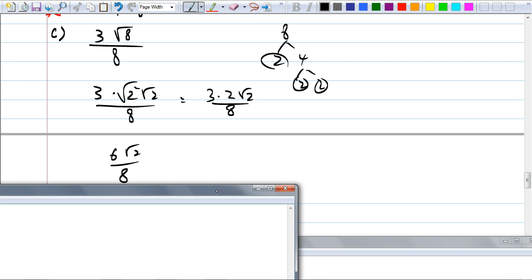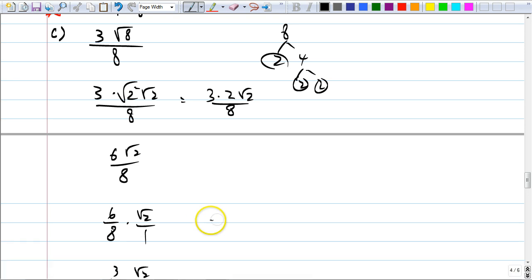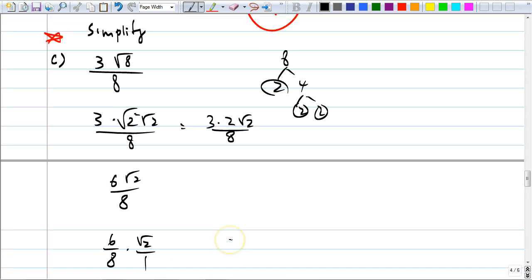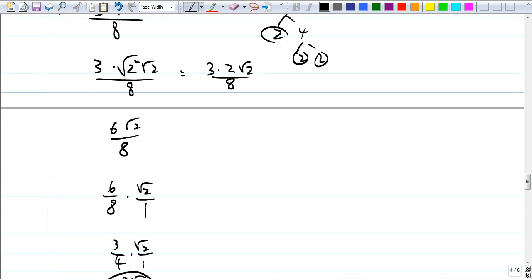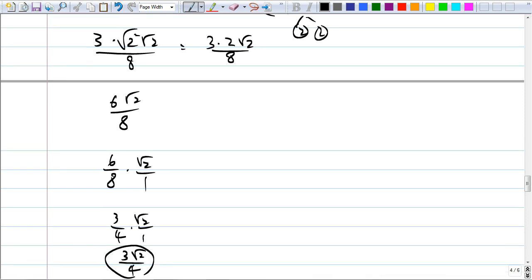That's why there's a star. How come we're not done here? Tegan, why aren't we done here? You're not done because you can still simplify the fraction. Because 6 rad 2 over 8 really means 6 over 8 times rad 2 over 1, if you think about it that way. What is 6 over 8, class? 3 over 4. So this is really 3 over 4 times rad 2 over 1. So that's why the answer is 3 rad 2 over 4.